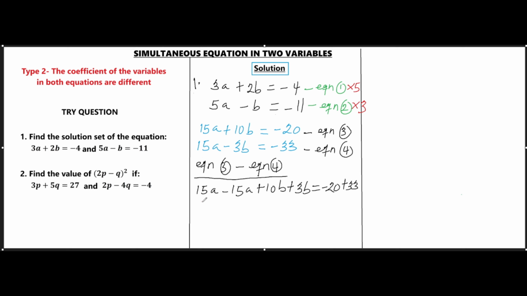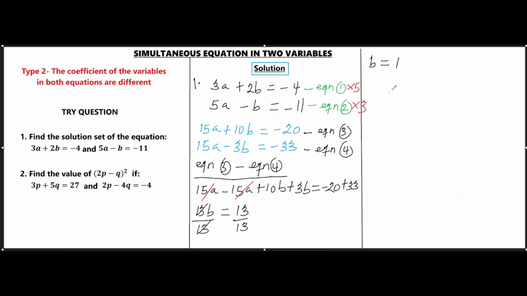So 15a minus 15a, these two will cancel out. We have 10b plus 3b. So that is 13b. And then minus 20 plus 33, we have positive 13. Because we are looking for b, we divide each side by 13. So we have b as 1.